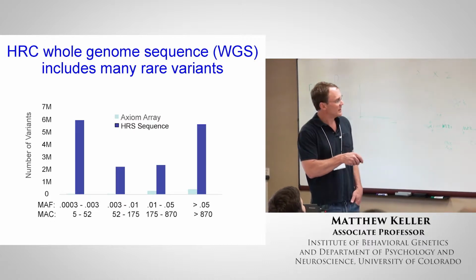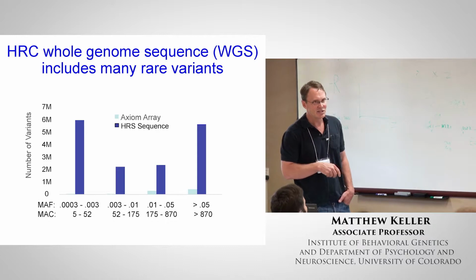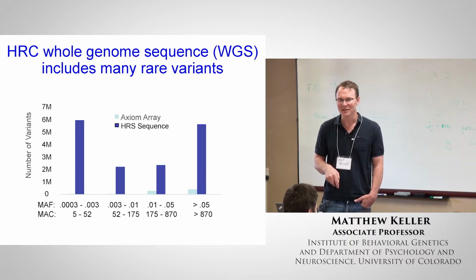This shows what is in the HRS, the Haplotype Reference Consortium, and this is what's in the Axiom array. So most of these, of course, are much more common than what exists in the HRS. There are some that are very rare in the Axiom array, and these are just variants in genes that people thought might be relevant, but those in practice have turned out to be irrelevant.